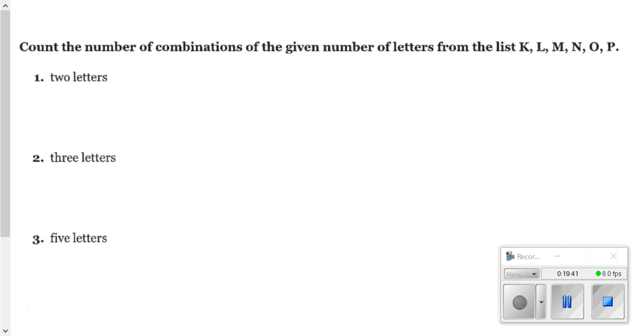So let's look at some examples. This says count the number of combinations of the given number of letters from the list. So these are 6 letters. How many two-letter combinations could I make? Well, that would be 6C2, or combinations of 6 things taken 2 at a time.